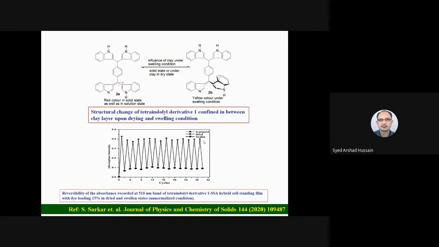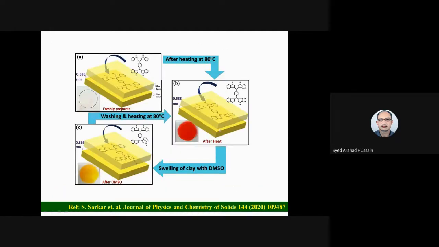Here the main thing is when heated, oxidation occurs and it becomes red, but when dry, the molecule becomes flattened and the pi conjugation length enhances. When it's swollen, the molecule gets twisted and conjugation is disturbed, so the color change occurs. We confirmed this through XRD and spectroscopic study. So the interesting thing is that one can have color switching, which can be used for designing a colorimetric sensor or optical memory.